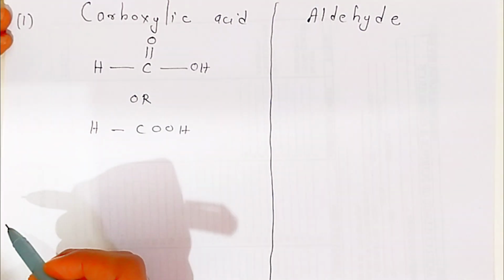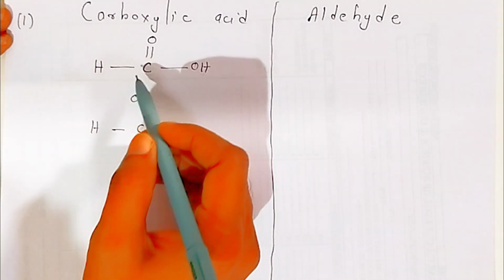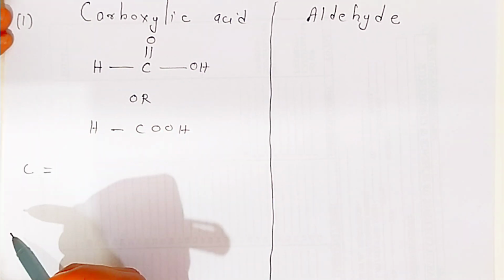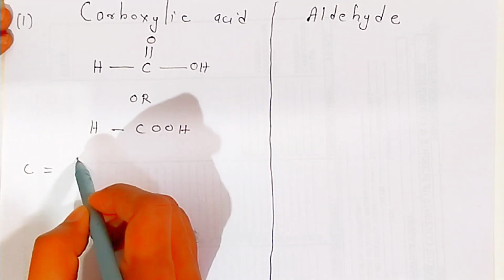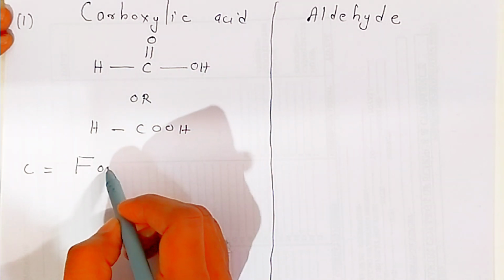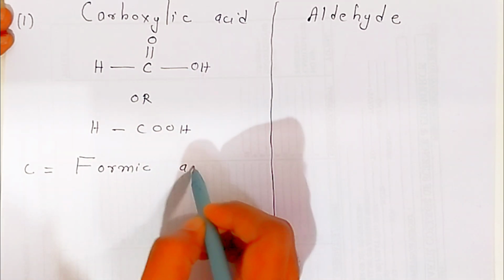HCOOH. Students, when you want to name this compound carboxylic acid in the common system, we call it formic acid. Formic means a 1 carbon containing carboxylic acid, we call it formic acid.